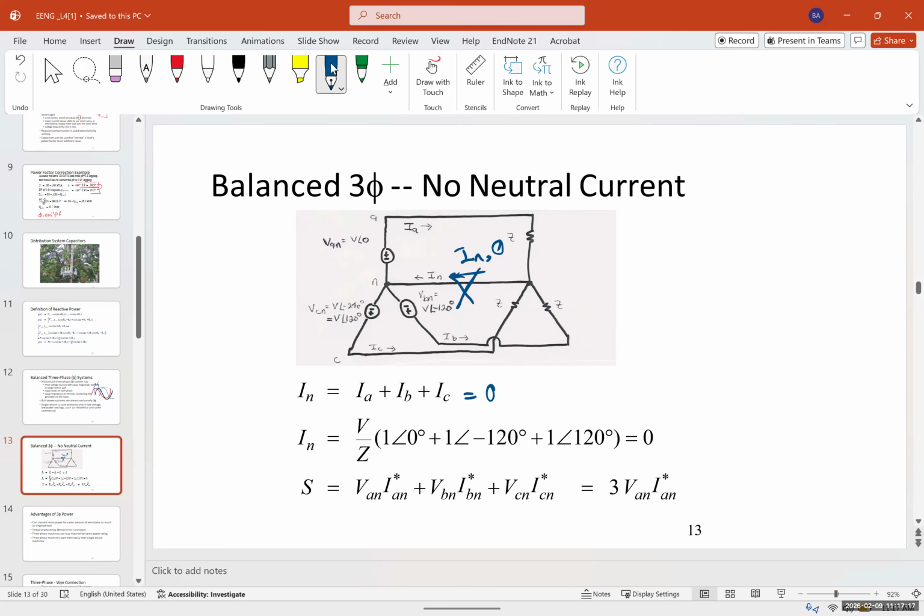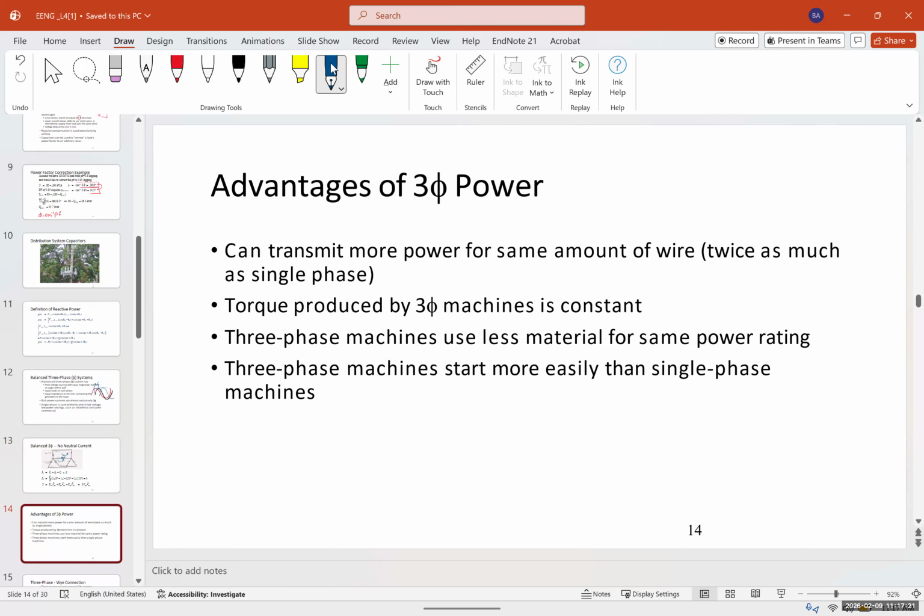Now you may ask, why do we use three-phase instead of single phase? There are multiple advantages of a three-phase power system. They can transmit more power for the same amount of wire. So if we have three single phase lines and a three-phase line, the three-phase can carry twice as much as the single phase.